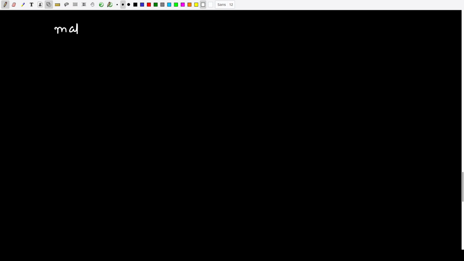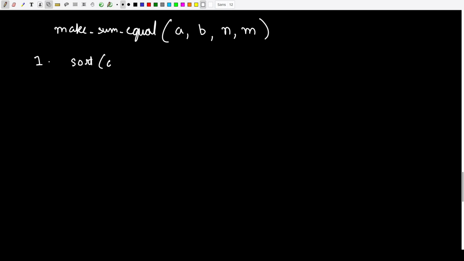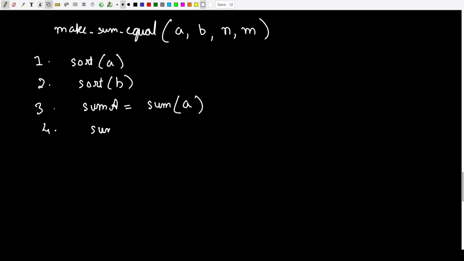So let us say we want to make sum equal, and array A is given to us, array B is given to us, the size of array A is n and the size of array B is m. Now the first thing we are going to do is sort array A and sort array B. After sorting, we are going to compute the sum of arrays A and B. So the sum of array A we keep in a variable sumA, and the sum of array B we keep in a variable sumB.